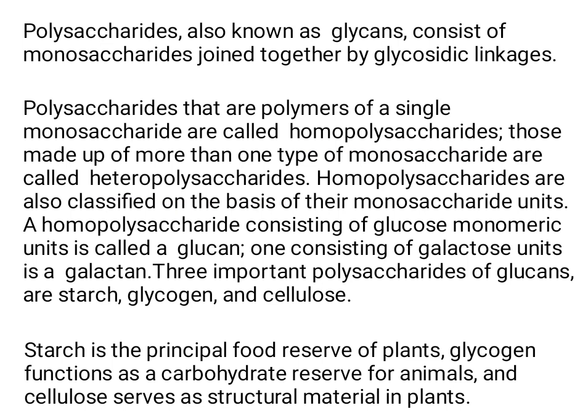Homopolysaccharides are also classified on the basis of their monosaccharide units. A homopolysaccharide consisting of glucose monomeric units is called a glucan. One consisting of galactose units is a galactan. Three important polysaccharides of glucans are starch, glycogen, and cellulose. Starch is the principal food reserve of plants, glycogen functions as a carbohydrate reserve for animals, and cellulose serves as structural material in plants. Now start with starch.